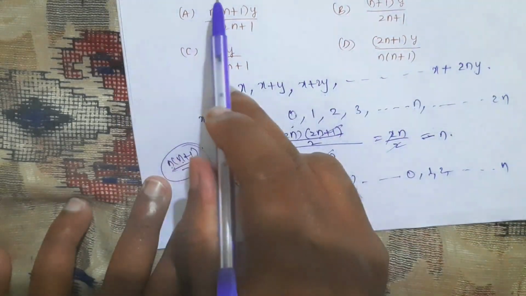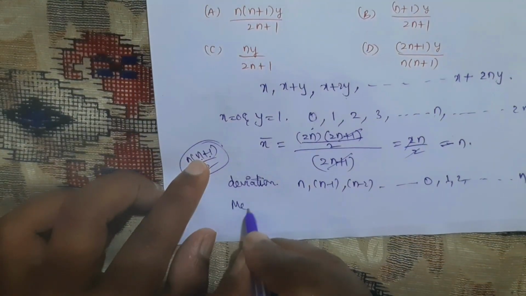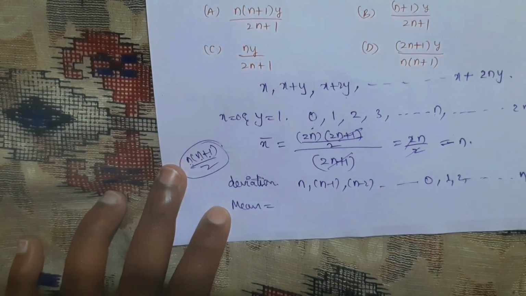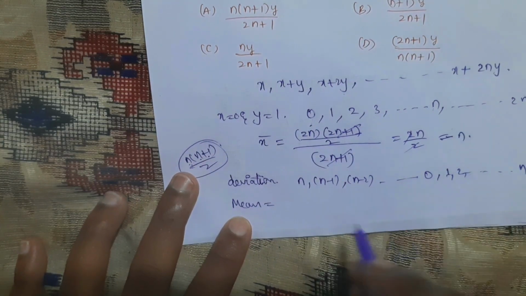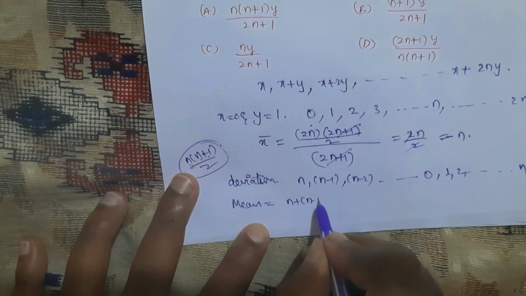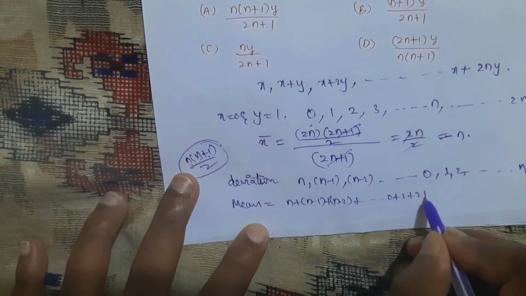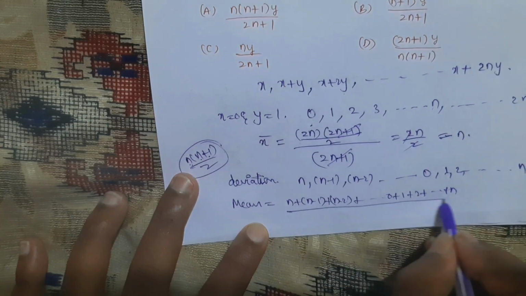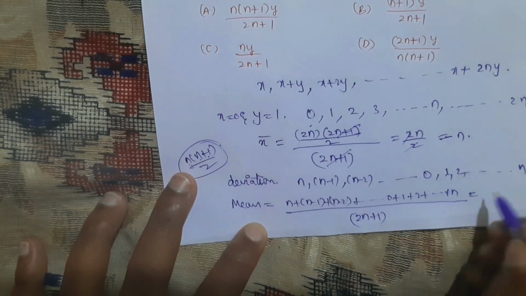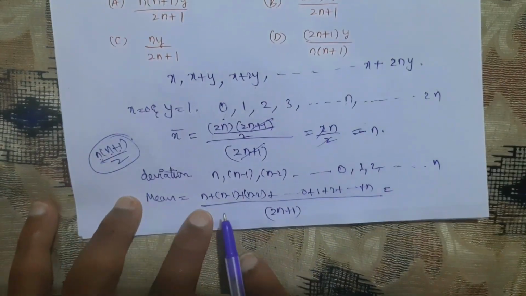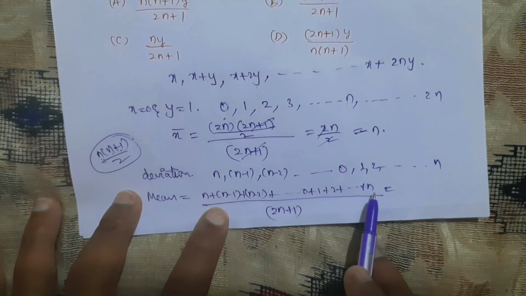So for this we need to find the mean deviation. Mean deviation means here again we need to find the mean. First we add all those terms: n plus n minus 1 plus n minus 2 plus so on, plus 0 plus 1 plus 2 plus so on, plus n, divided by how many numbers there are, which is 2n plus 1. Now this is almost equal to n into n plus 1 to 0, and again 1 plus 2 plus so on will be equal to n.